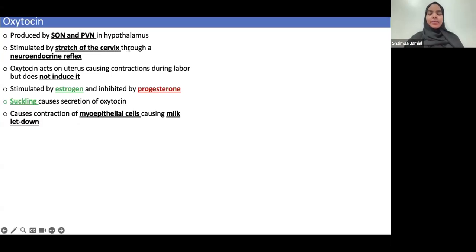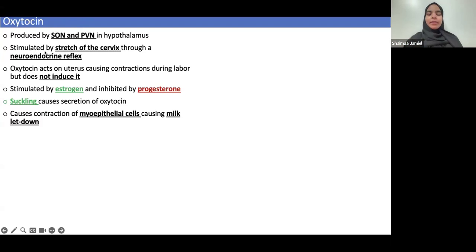Just like ADH, it's secreted from the posterior pituitary, but it's produced in the supraoptic nucleus and the paraventricular nucleus in the hypothalamus, just like the ADH. And it's also released as a pre-pro hormone, but this time with neurophysin 1 instead of neurophysin 2. So neurophysin 2 with ADH, neurophysin 1 with oxytocin.